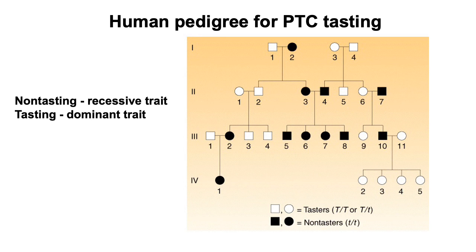It's a pedigree about PTC tasting. So PTC is this nasty chemical. Some of you maybe did this in high school, where you touch your tongue to some paper, and for some people it tastes really, really bitter, and for others it does not. And non-tasting, or the inability to taste that nasty chemical, is actually a recessive allele. And so you can see that indicated here in this pedigree.